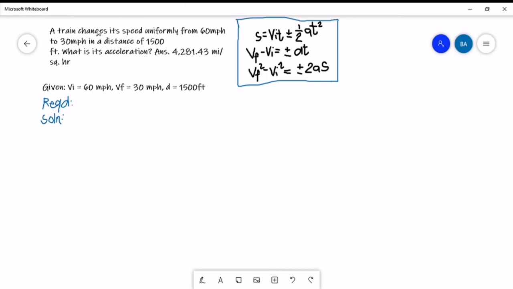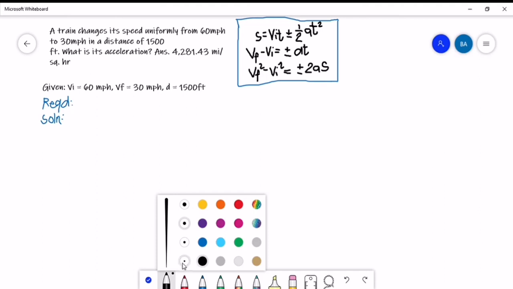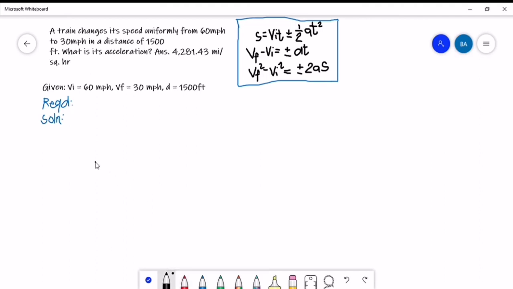So in our first example, a train changes its speed uniformly from 60 miles per hour to 30 miles per hour in a distance of 1500 feet. So what is its acceleration? So our answer should be this one. At this point, one of the most effective ways of answering a particular problem is, first, you're going to analyze the problem.